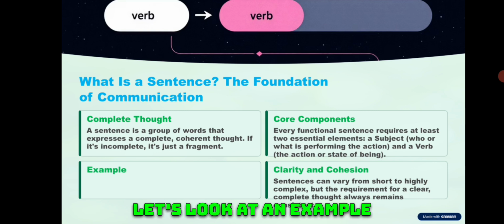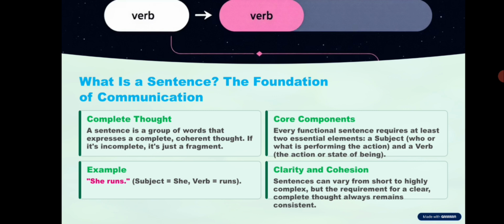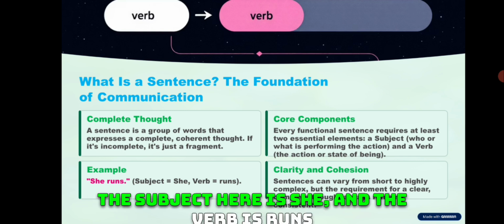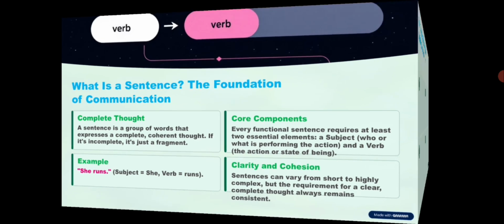Let's look at an example. She runs is made up of these two essential components. The subject here is she, and the verb is runs. She runs.